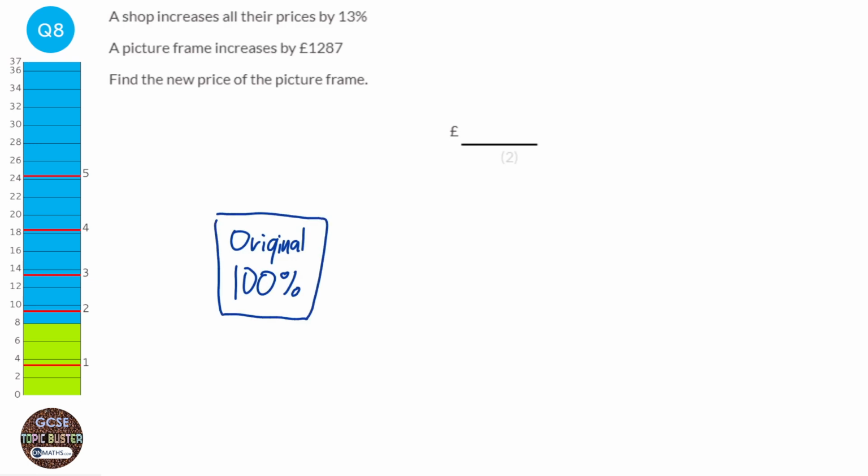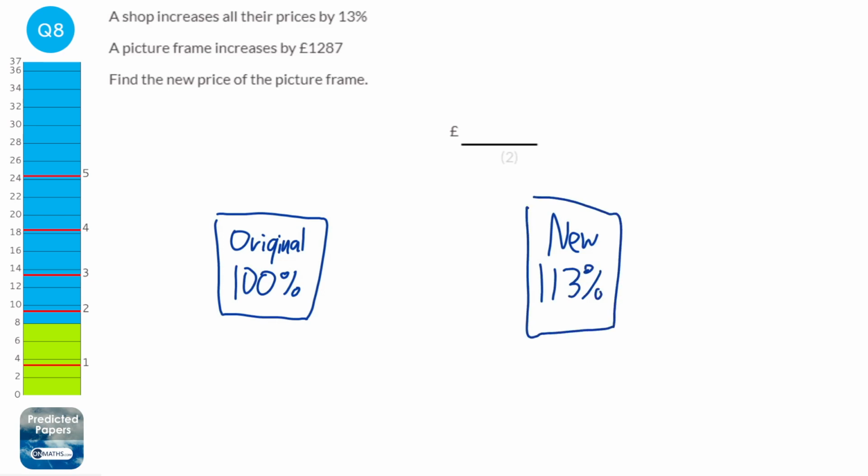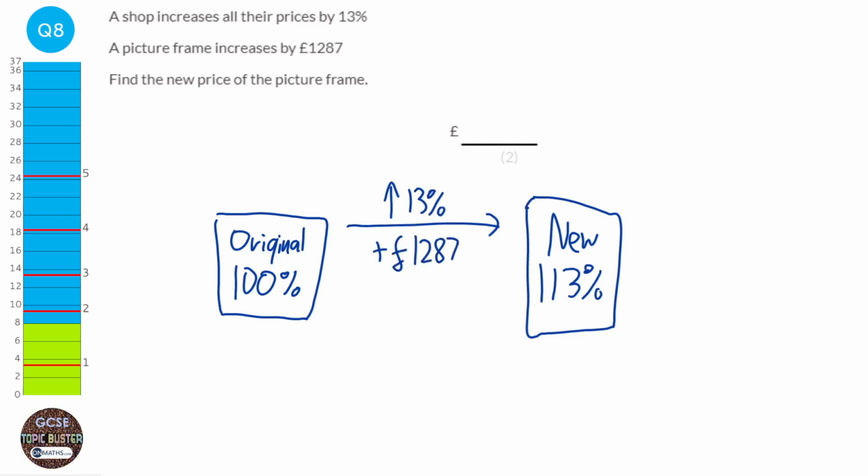The new price, new amount, represents 113% because it has gone up by 13%. So it has increased by 13%. And as a value, that increase is £1,287. So it's 13% of the original. It's gone up 13% of the original price.